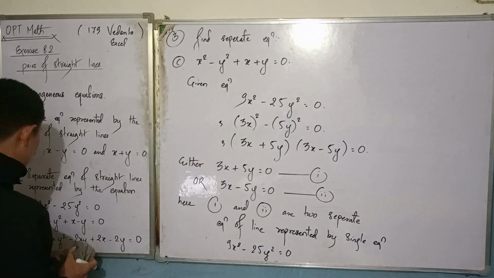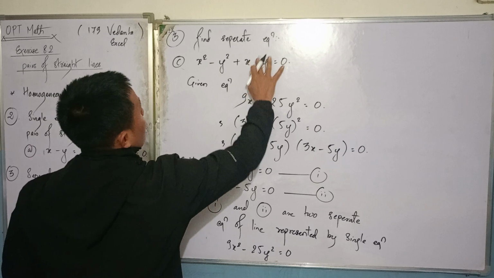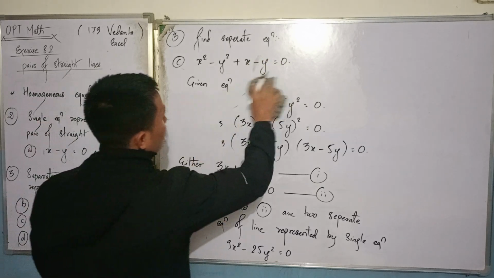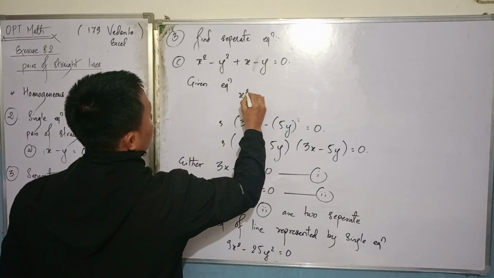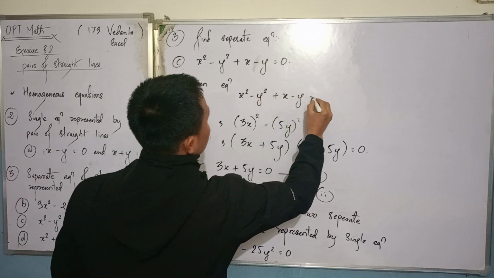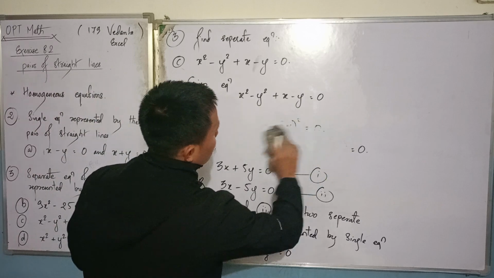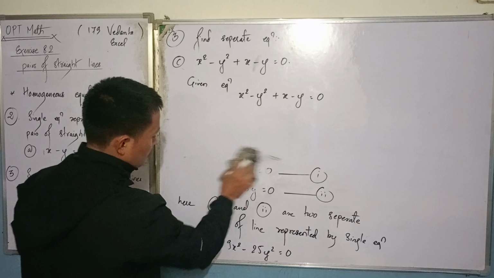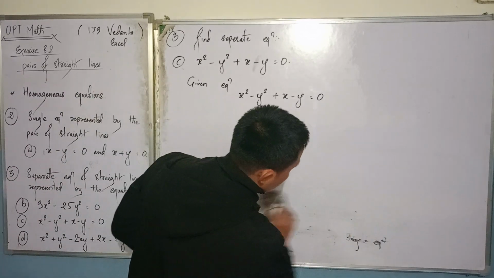Okay. Here is minus there. Okay, here is minus. So given equation of line is x squared minus y squared plus x minus y is equals to 0. So I'll be trying to erase this. Okay, so the same here, the procedure is same, everything is same.